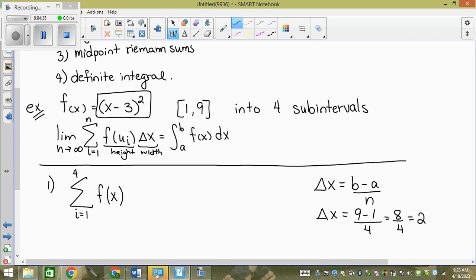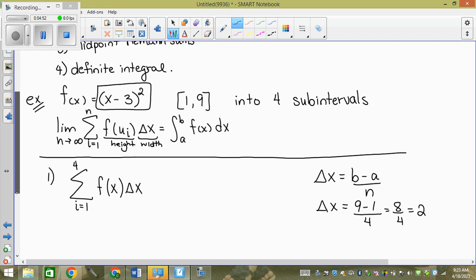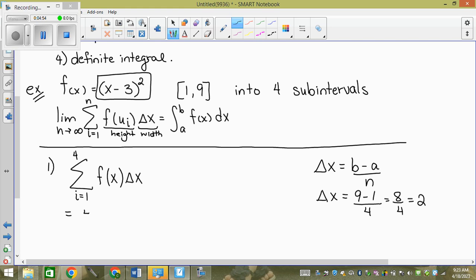So the width of every rectangle on this one is going to be 2, 2, 2, 2. Yesterday's was 1, 1, 2, 2 because they partitioned it not evenly. They did do 4, but they gave you the partitions, and they can do that on the AP exam. So my change in x here I can write as a change in x, but now we're going to fill in the values. So we get the sum from i equals 1 to 4 of, what is f of x? (x minus 3) squared. And what is change in x? 2.